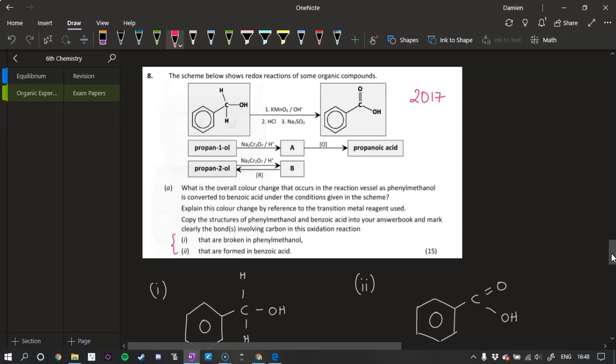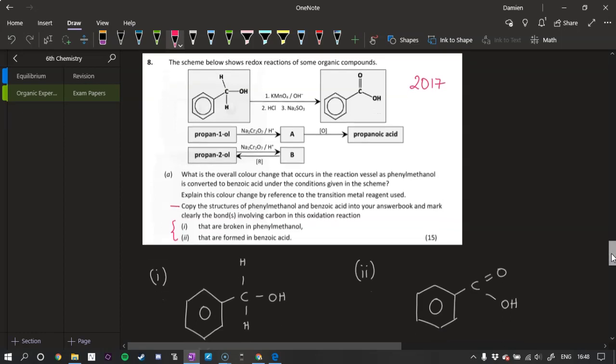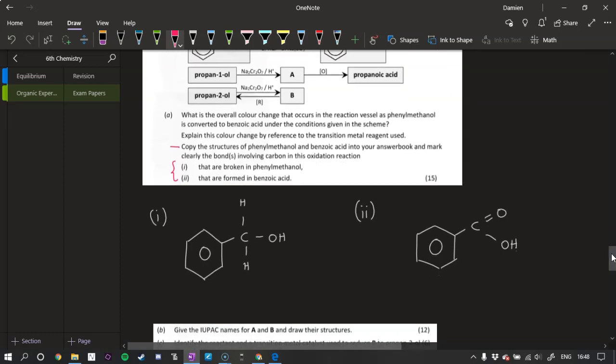Copy the structures of phenylmethanol and benzoic acid into your answer book and mark clearly the bonds involving carbon in this oxidation reaction. So of course phenylmethanol is oxidized to produce benzoic acid, and we've drawn them out. So this particular substance here is phenylmethanol. And you can see that this benzene compound, when it's in a structure, is often called a phenyl group. And you can see we've got a methanol here beside it, a single carbon, which is meth, and then the OH, which gives you the ol.